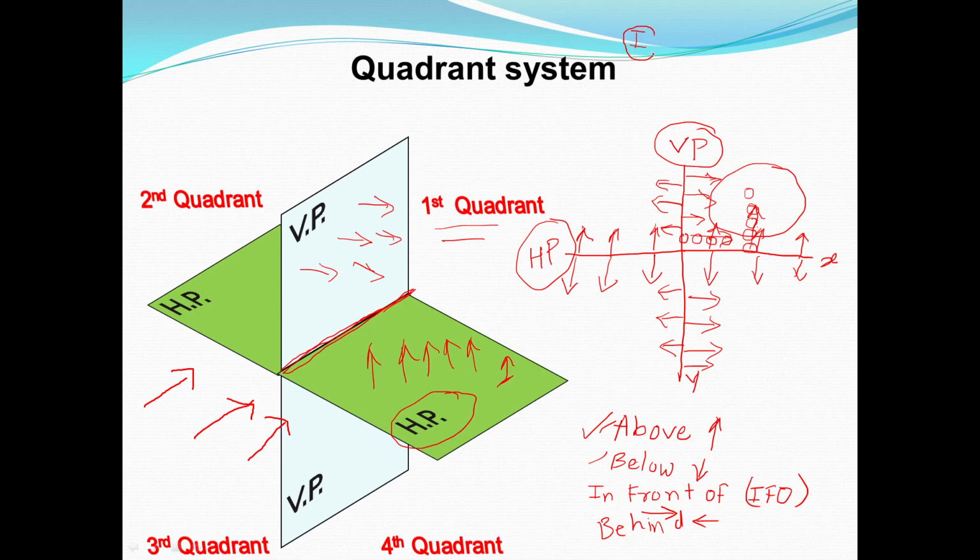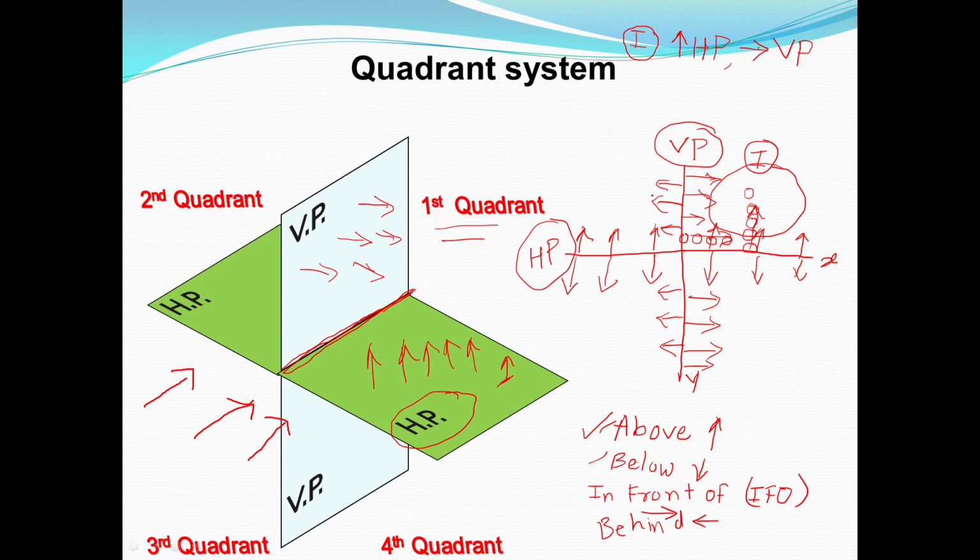So this is for the first quadrant. This arrow is for above the HP, and comma, in front of VP. So this is in front of VP. Above the HP, in front of VP, the object is in the first quadrant.